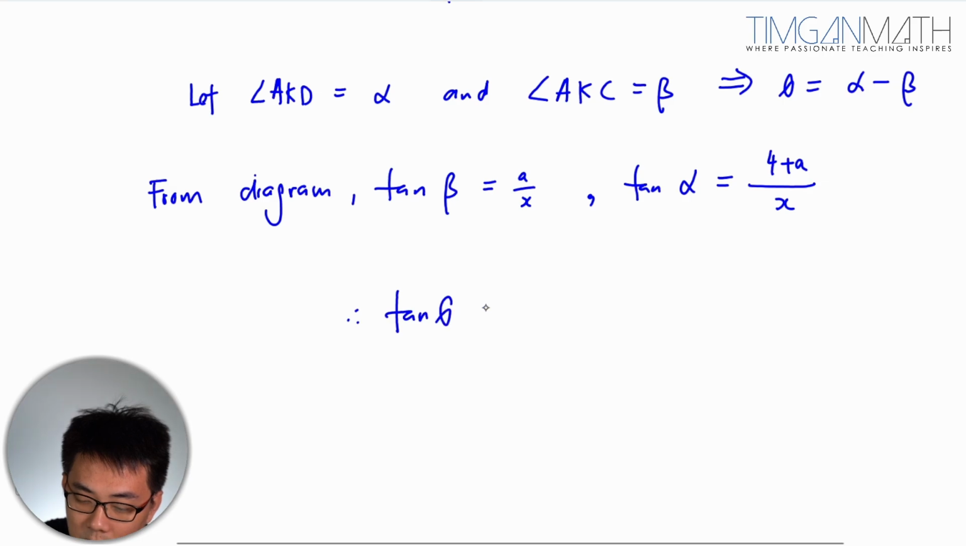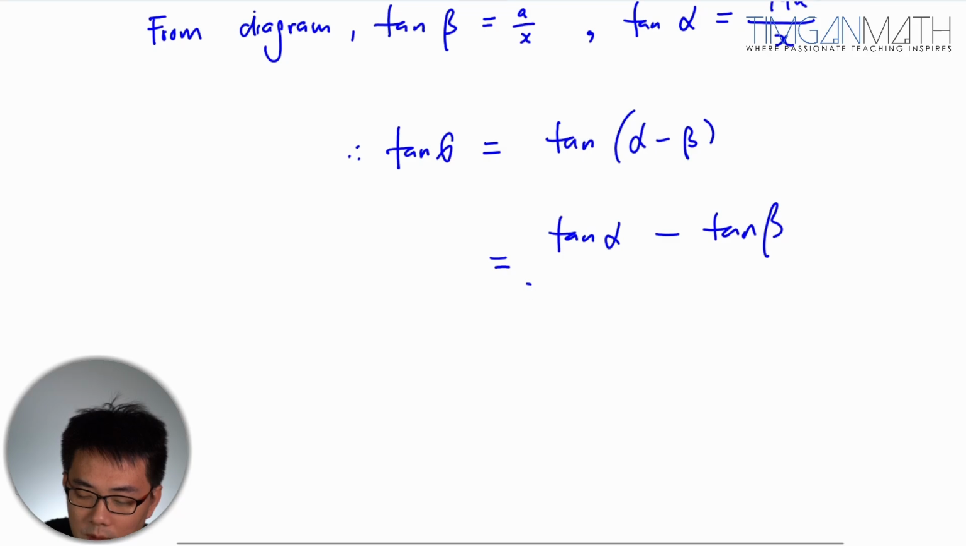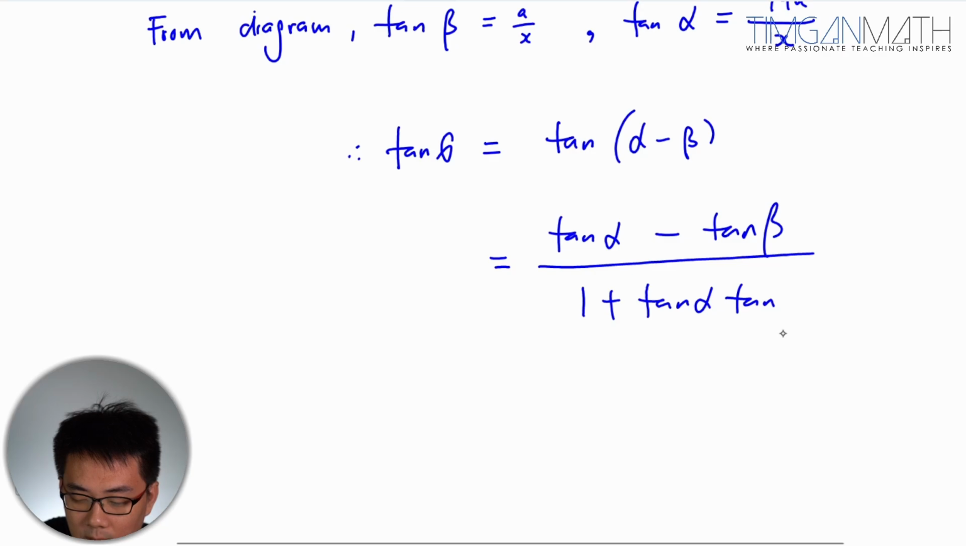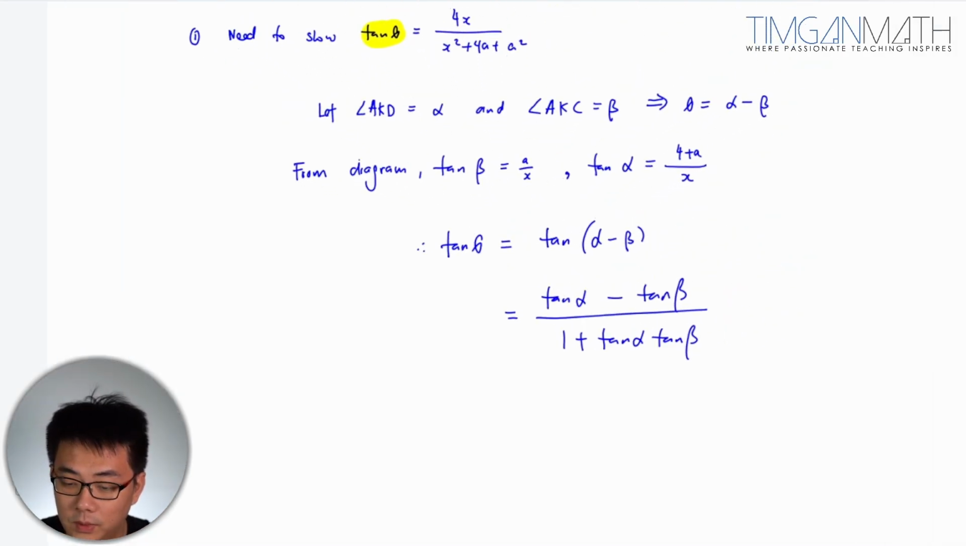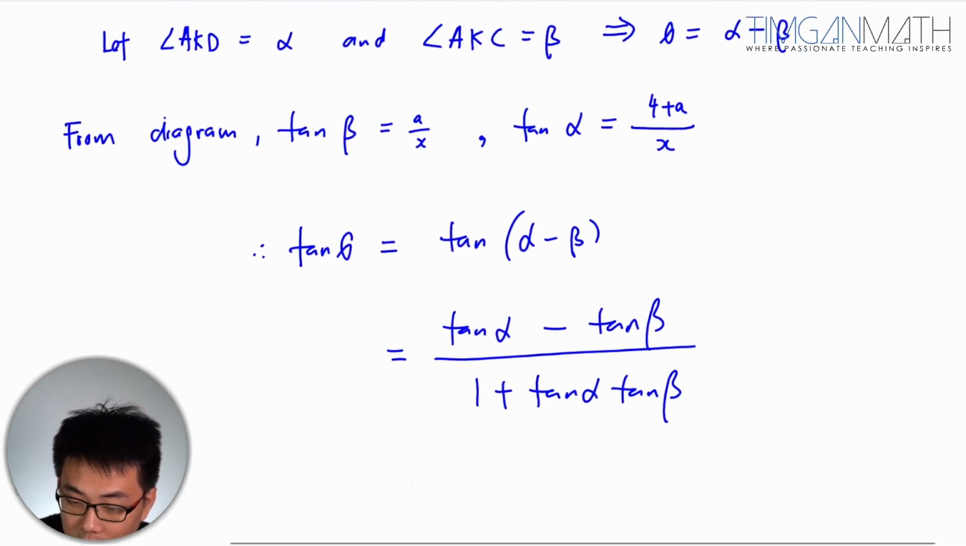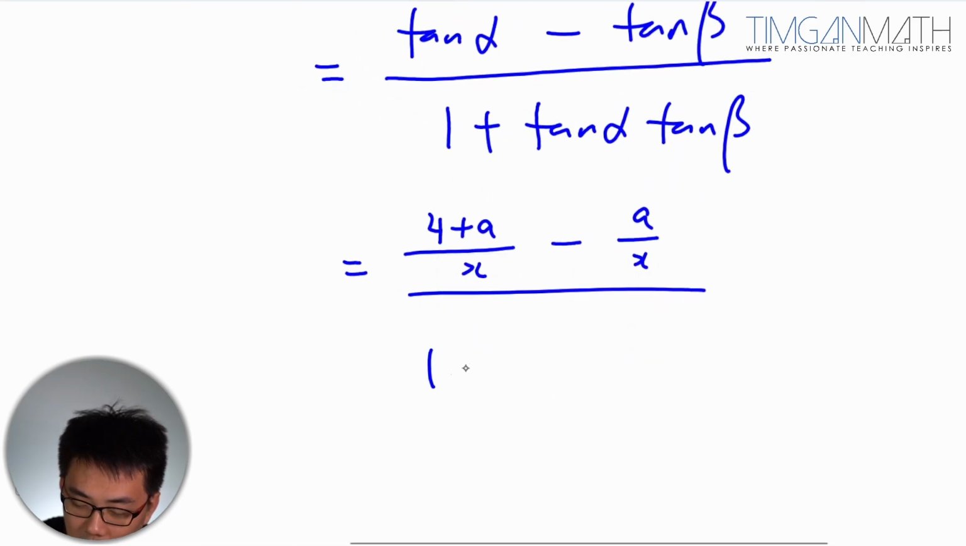Hence tangent theta is equal to tangent of alpha minus beta, and this will be tangent alpha minus tangent beta over 1 plus tangent alpha tangent beta. That's how we do this. Then I'm just going to substitute all the ratios which I have. So tangent alpha is 4 plus a over x, minus a over x here, over 1 plus 4 plus a over x times a over x.